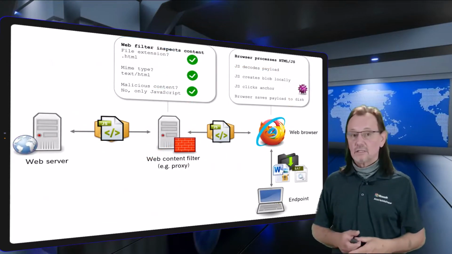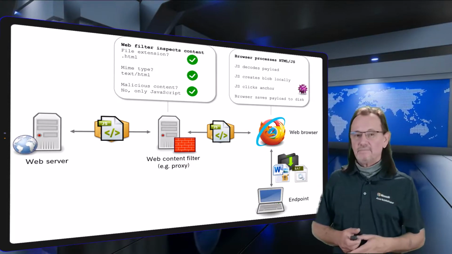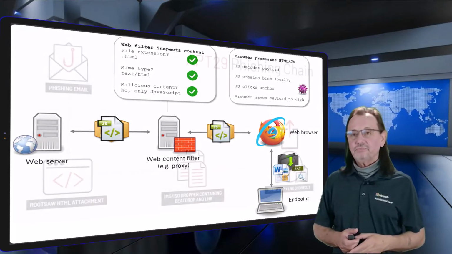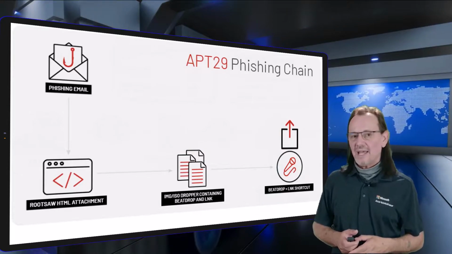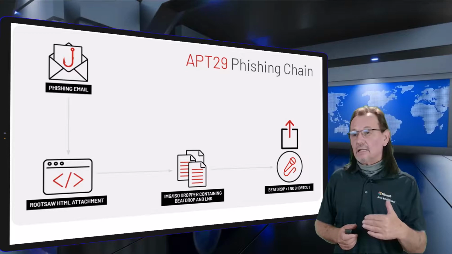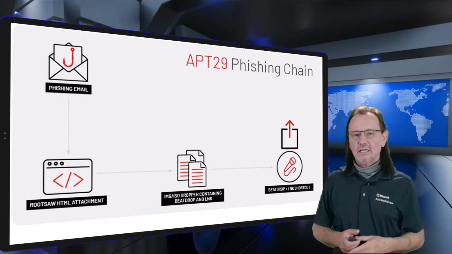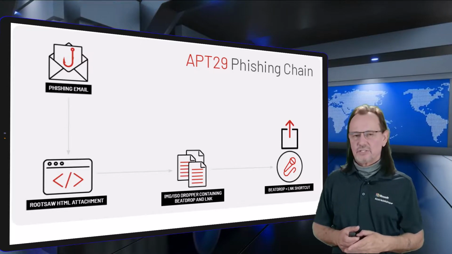Those phishing emails utilize a malicious HTML dropper tracked as ROOTSAW that makes use of a technique known as HTML smuggling to deliver an IMG or ISO file to the victim system and maintain persistent connections.